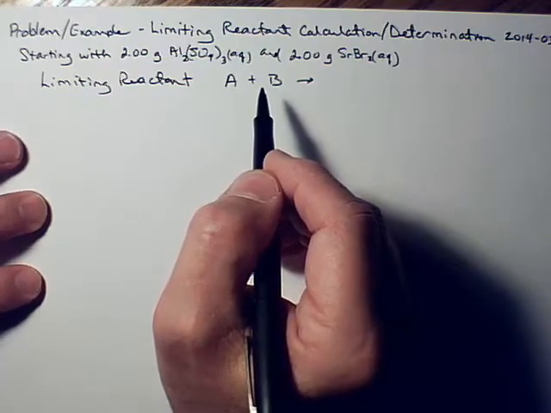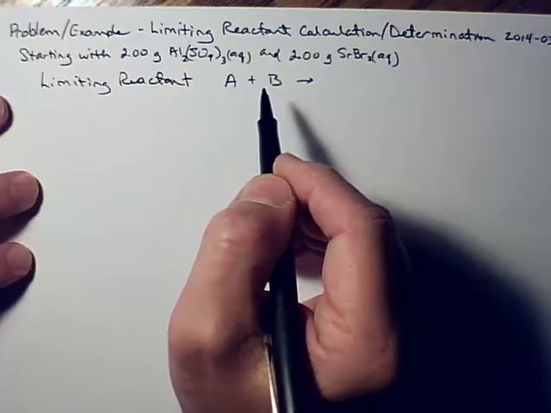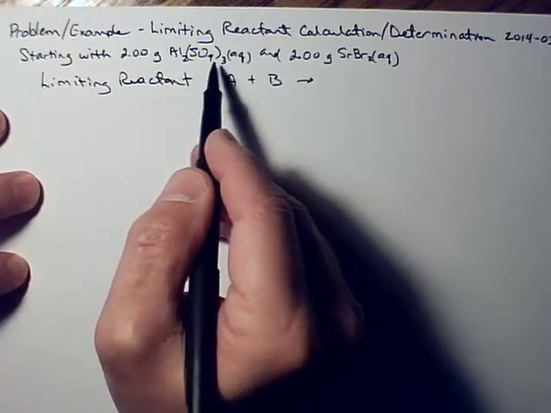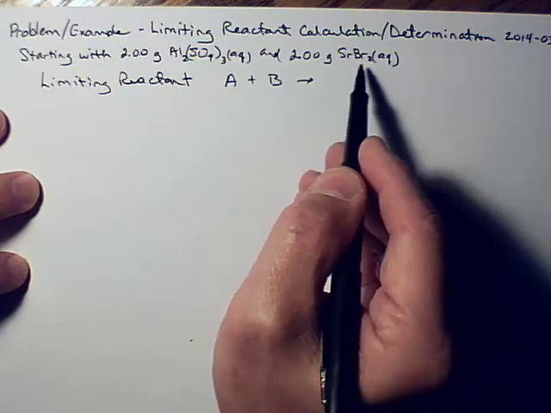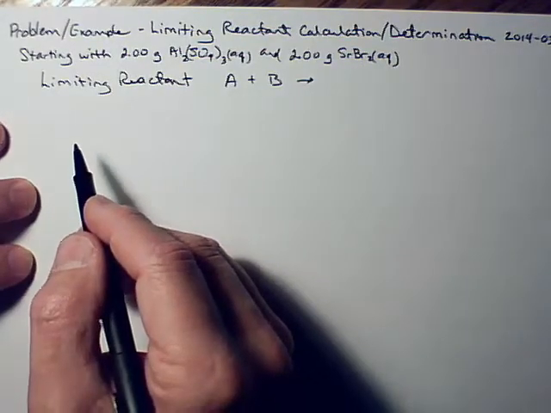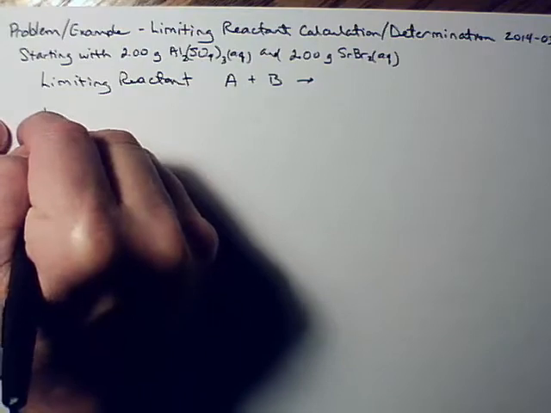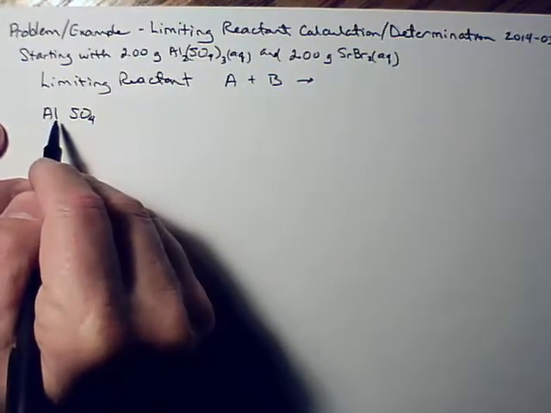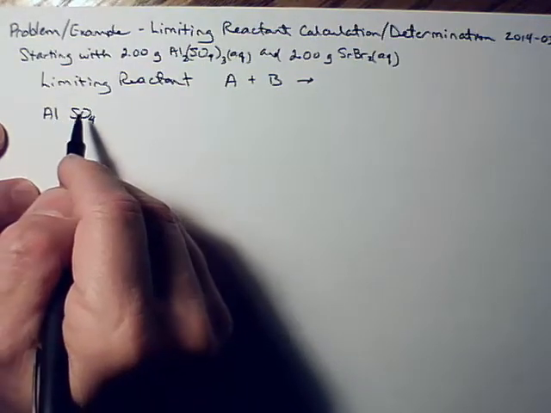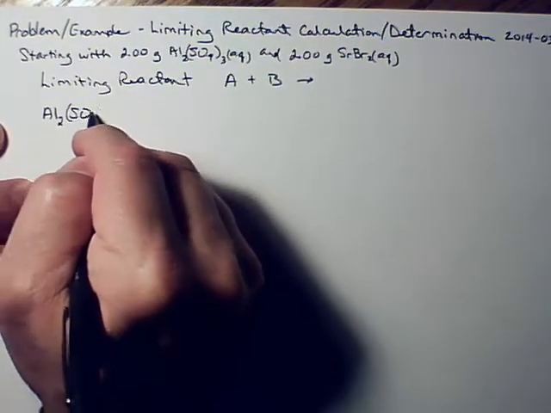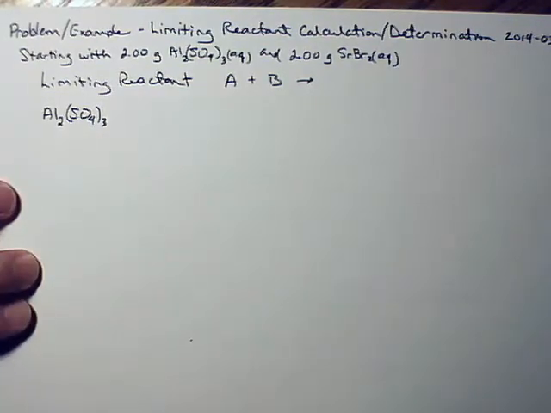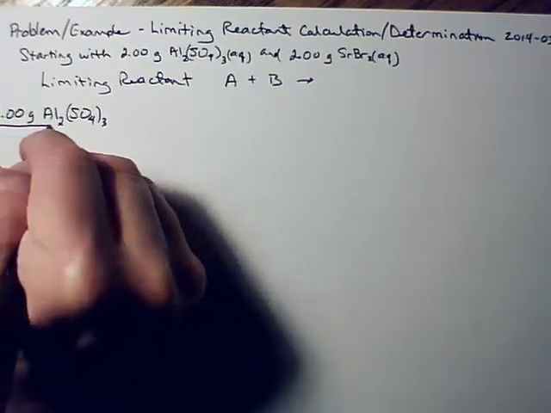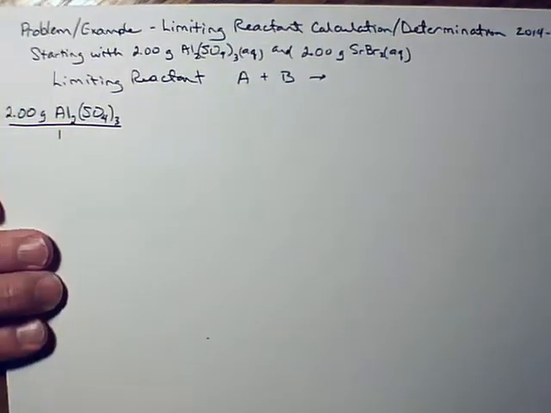Okay, that's what we're trying to figure out. What is the limiting reactant? And again, we need stoichiometry to do it. So since we're going from one species, aluminum sulfate, to another species, strontium bromide, we're going to need a balanced equation. So we're starting with aluminum and sulfate. Aluminum has a 3+ charge. Sulfate has a 2- charge, so I need 2 aluminums and 3 sulfates to have a balanced formula. Okay? And we're going to start with 2 grams of this. So we're going to put our starting amounts over 1.